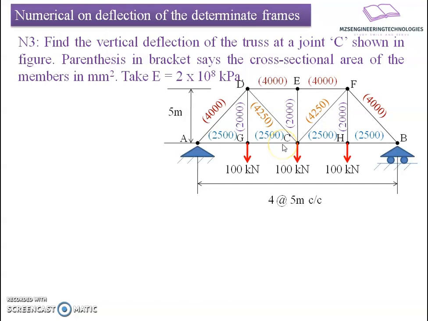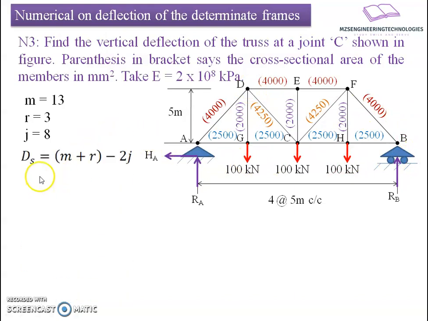First, we'll try to find whether the structure is statically admissible or not. For that, we'll begin with the count of members. The count of members comes to be 13. The number of unknown reactions is 3. And the count of joints is 8. If we put this in the static equation, Ds equals m plus r minus 2j, it results in 13 plus 3 minus 2 into 8 equals 0, which means it is statically admissible.